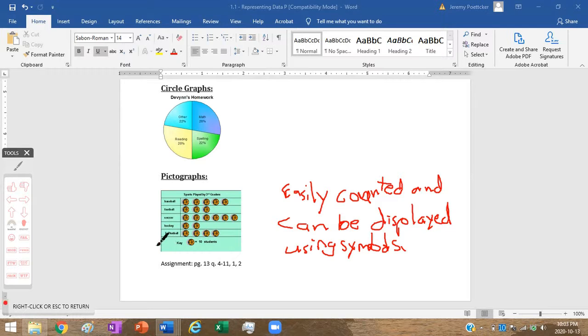All right, your assignment is to do page 13. Well, it starts on page 13 and onwards. Questions 4 to 11, and then come back and do 1 and 2. Don't do 1 and 2 first. They'll actually be easier to do once you get to the end. Good luck and have fun.